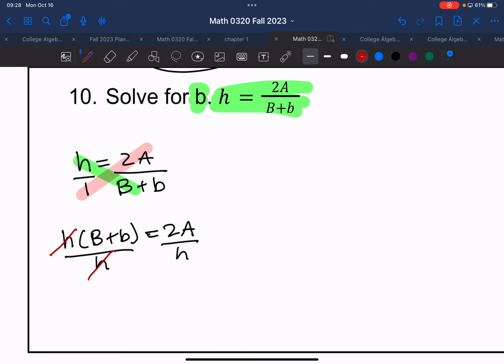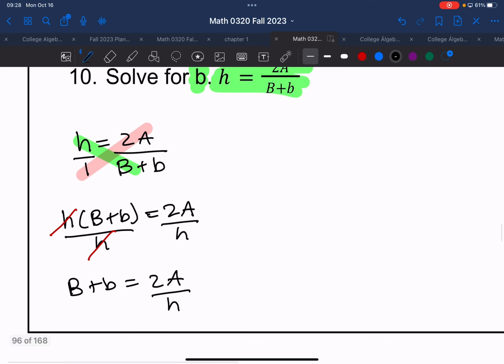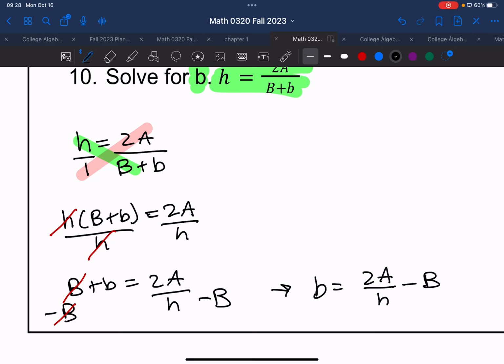So these h's cancel, and I'm left with big B plus little b is equal to 2a over h. I want little b by itself, so what am I going to do to the other b? Subtract it. So subtract big B. And so I have little b is equal to 2a over h minus big B. This is my answer.